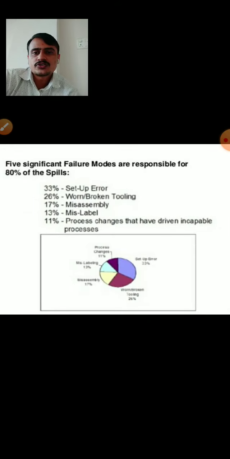Here we will draw a chart: 5 significant failure modes are responsible for 80% of the spills. 33% set of errors, 26% worn and broken tooling, 17% misassembly, 13% mislabels, and 11% process changes that have driven incapable processes. So, the graph.